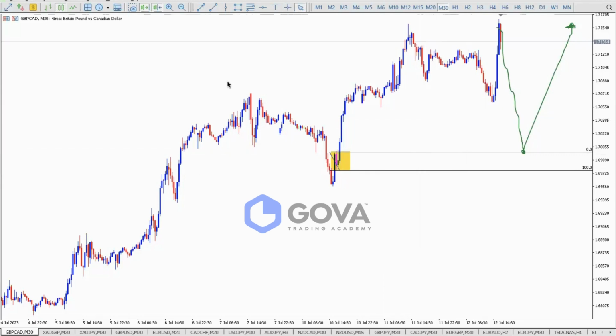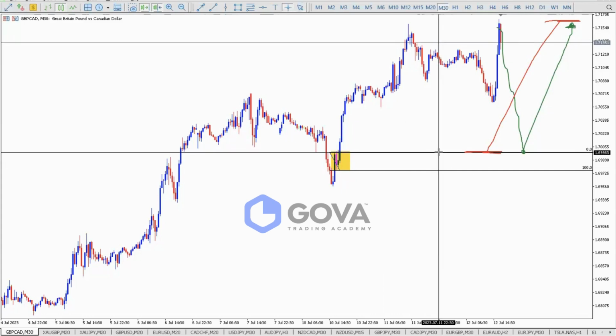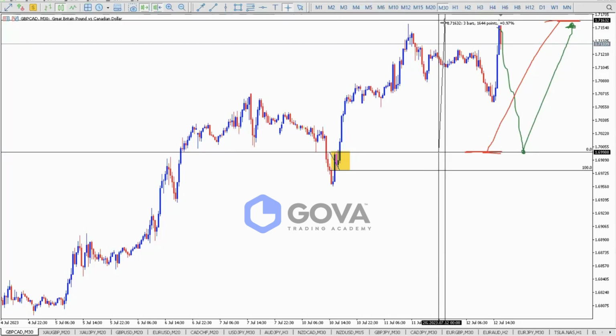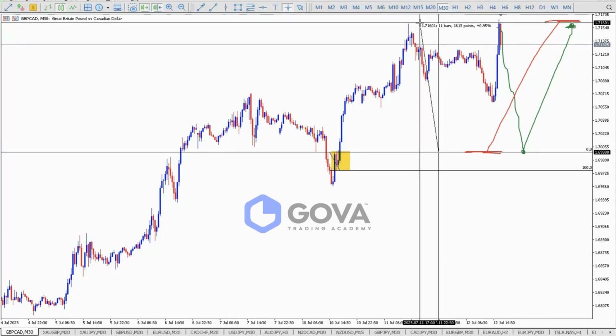Now, you also need to calculate the reward. The reward should be from the proximal line all the way up to this area where market price rallied to. So you can see that is the area where market price rallied to. Let's calculate it from the proximal line to that area and see how many pips it is. That area is 161 pips.